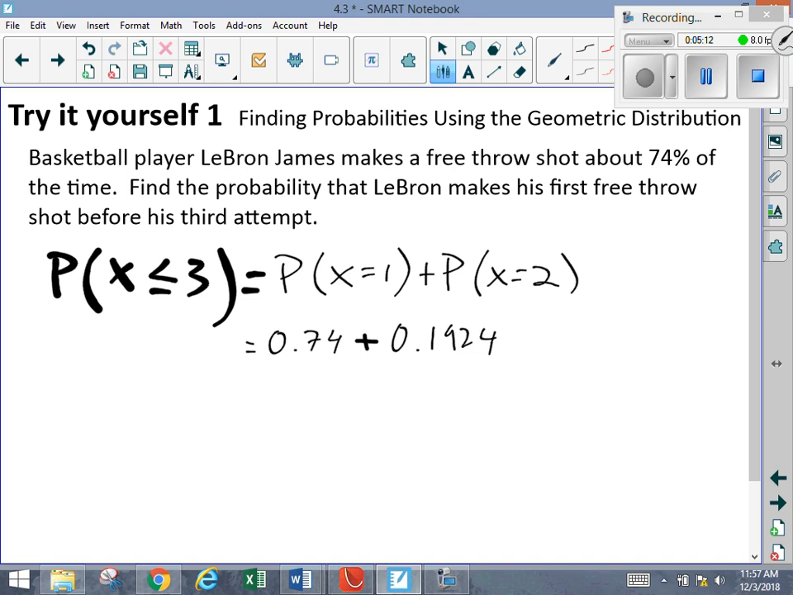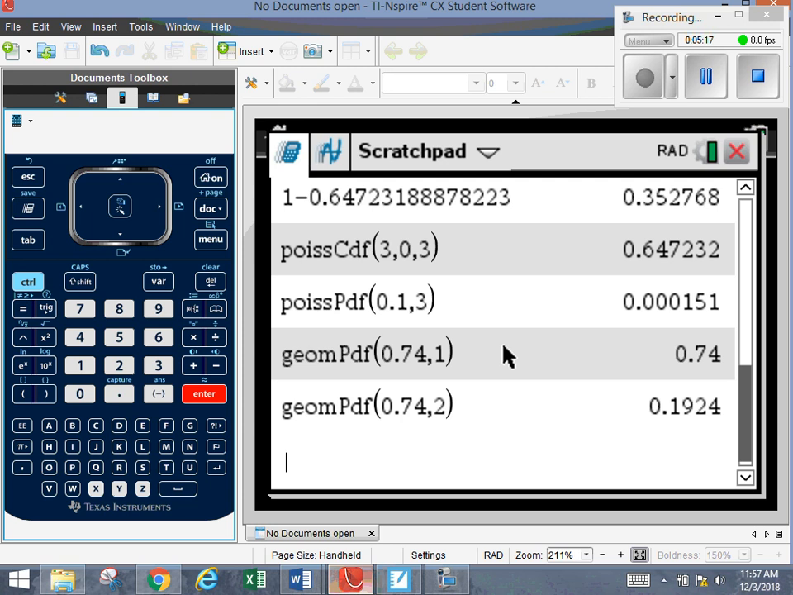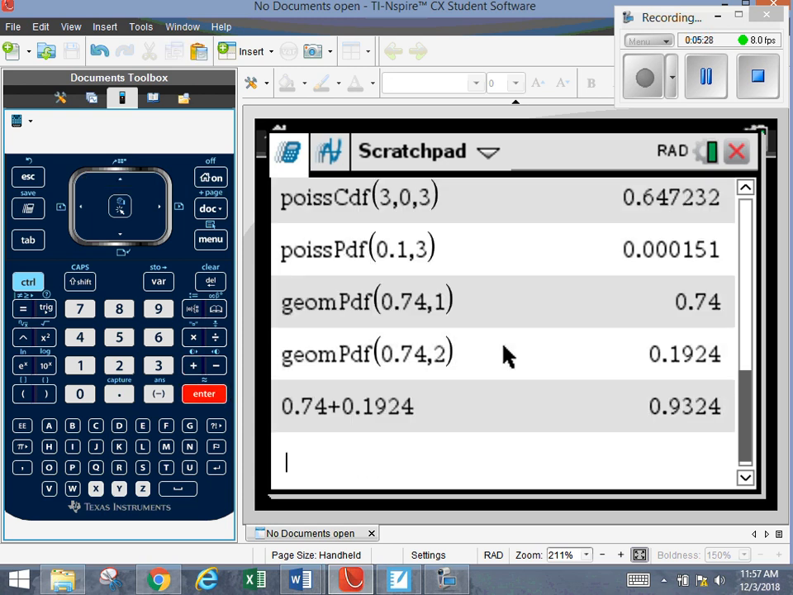Alright. And then if we add those up, which we can do, right? I can actually go up and say, hey, I'll select this one, enter, put a plus sign, go up, find the next one, enter. So it's a 93% chance. So if you were to interpret that in context, right? That means that LeBron, if he goes up, if he gets a free throw, there's a 93% chance that he's going to get at least one. That he'll make it on either the first or the second.